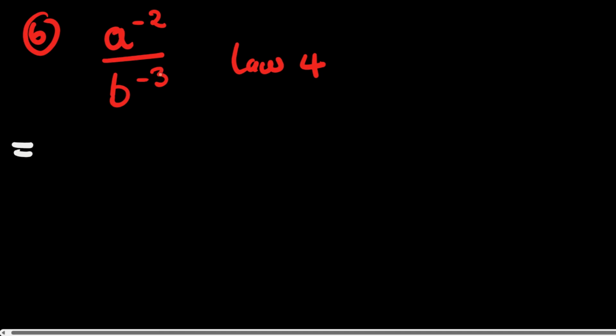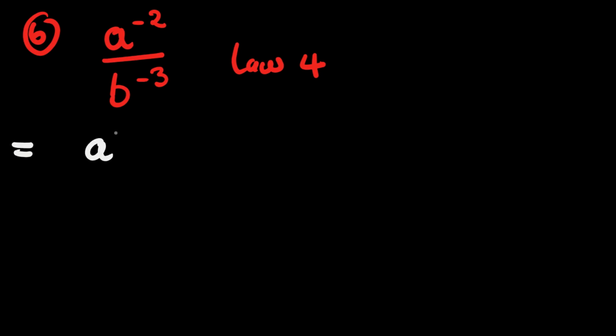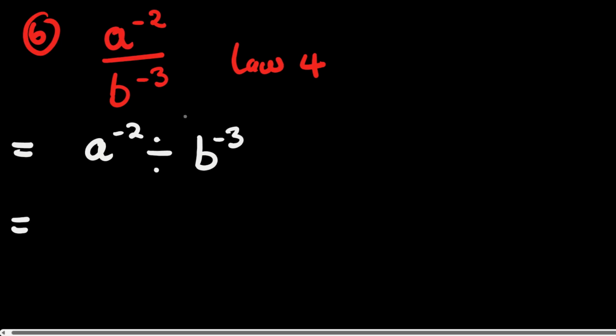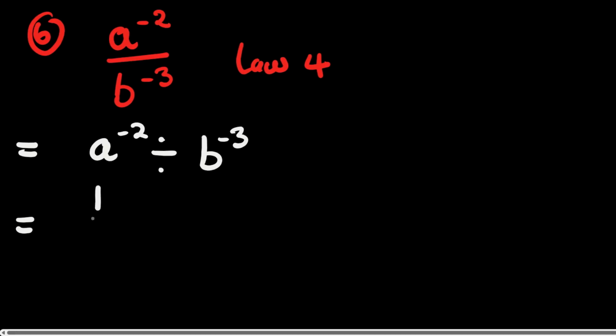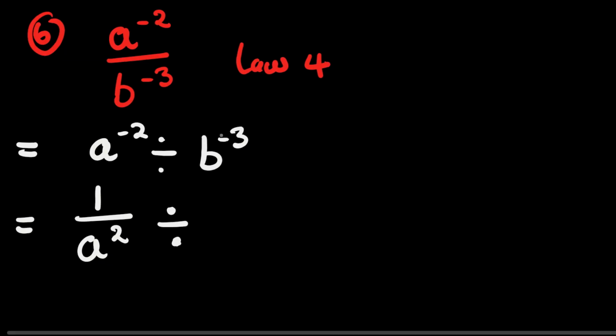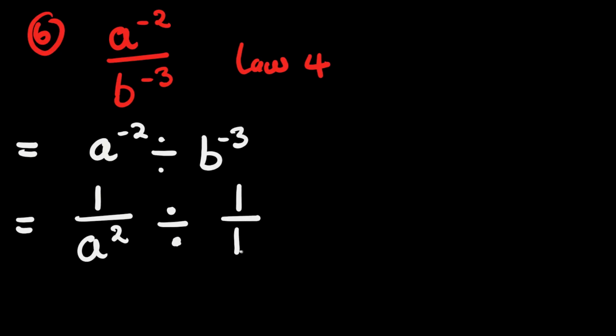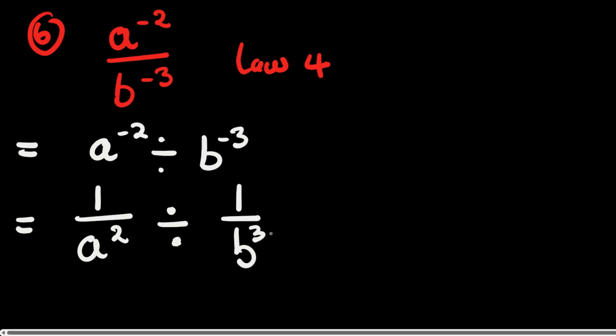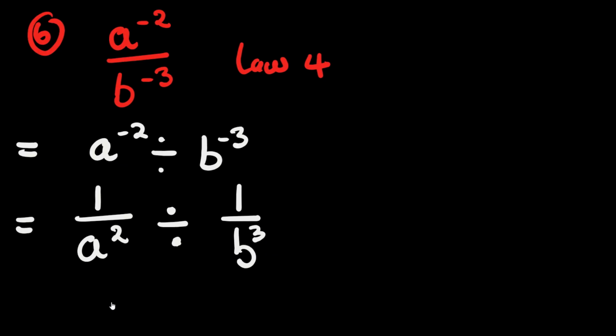The first thing we can do is rewrite this division in this format. This will make things easier for us. So for the first side here, our answer is 1 over a to the power of 2 divided by the other side, 1 over b to the power of 3. And there's nothing more you can do here. This makes your final answer.